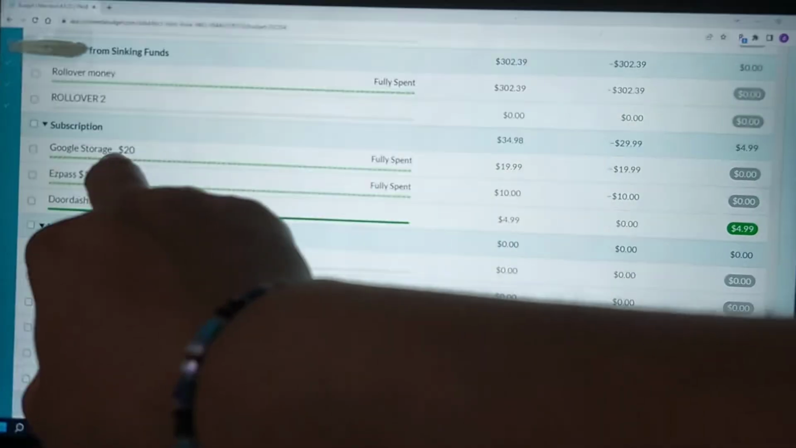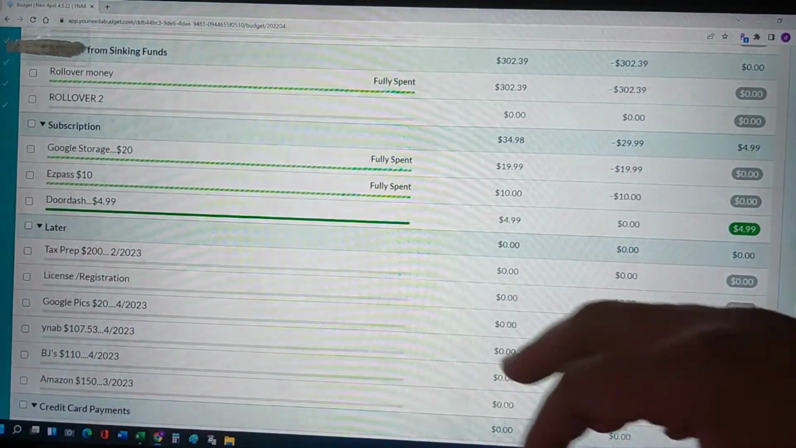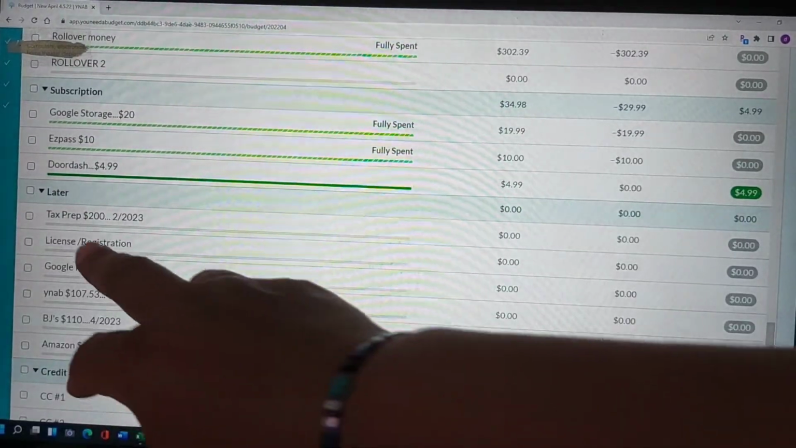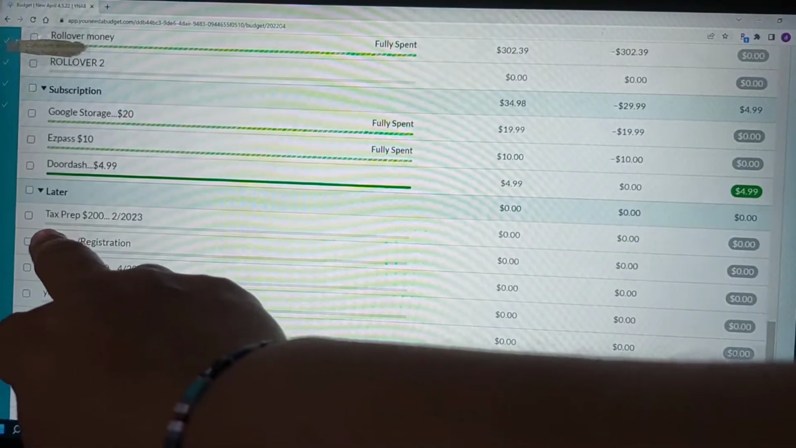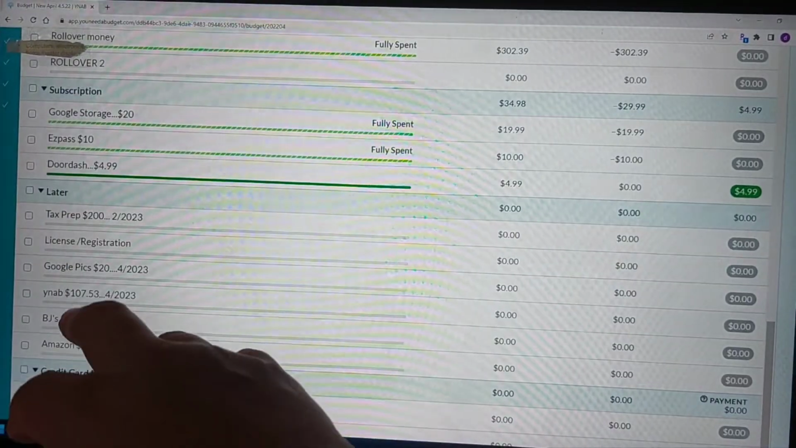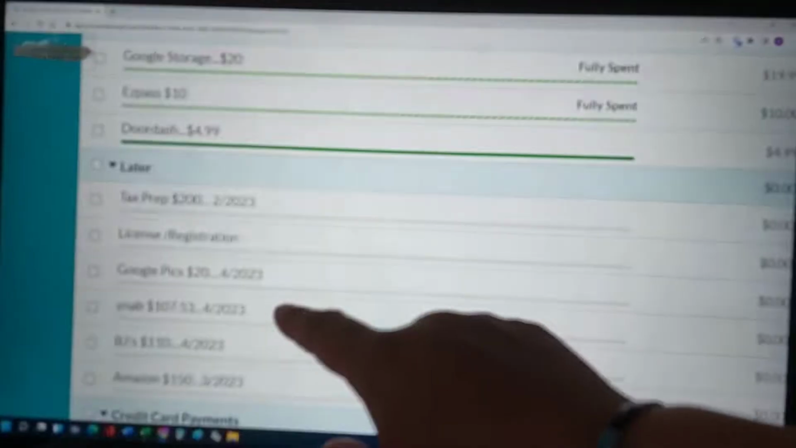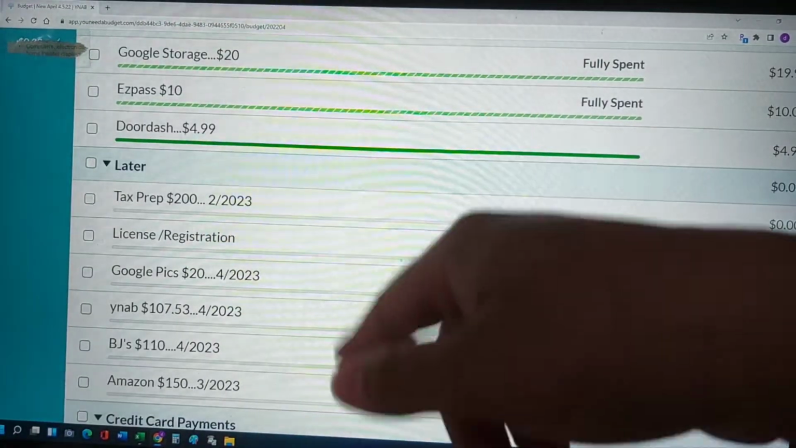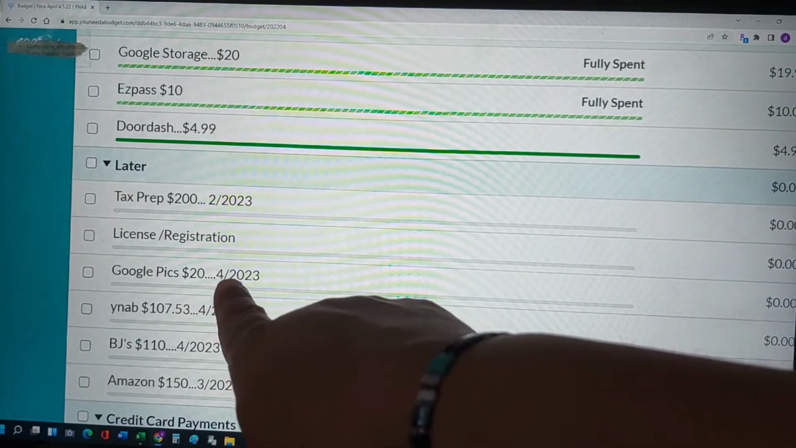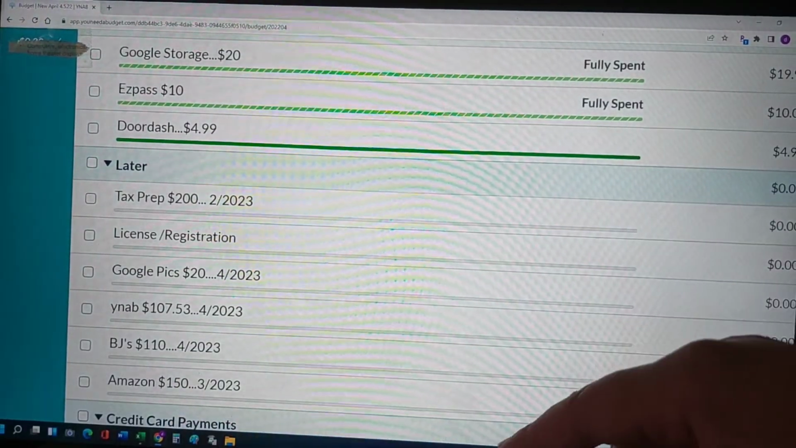I already paid for the year the $20. I put Easy Pass and DoorDash. And this one here is for later on. Next year I'm gonna do my taxes, license and registration for next year. My Google Pics, I already spent $20 for the whole year, so that's gonna be for the next year. YNAB is for the next year, BJ's for next year, and stuff like that.